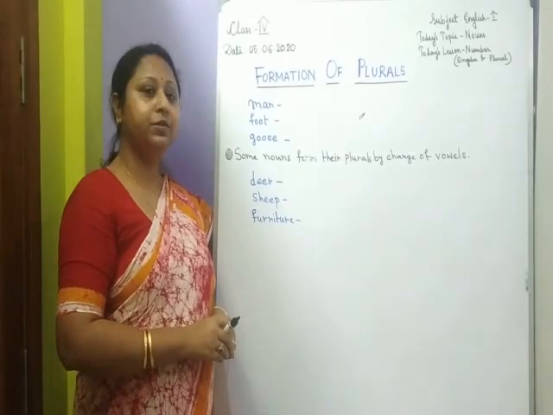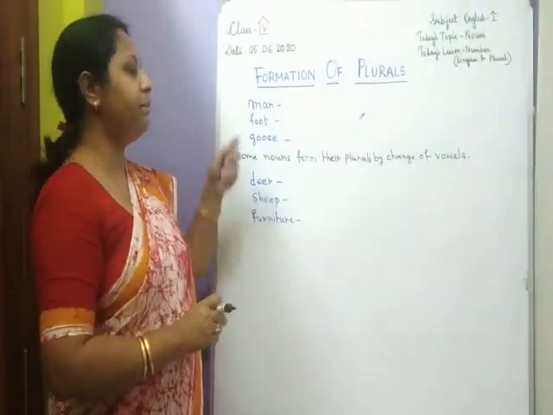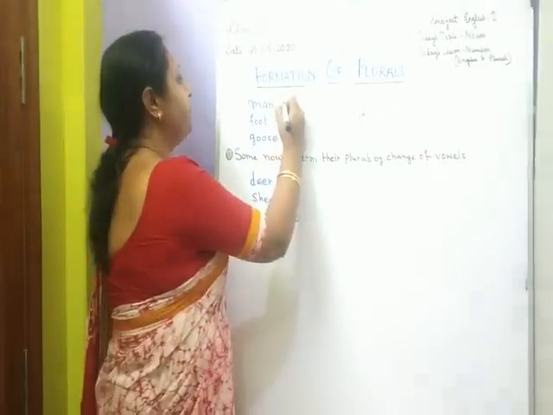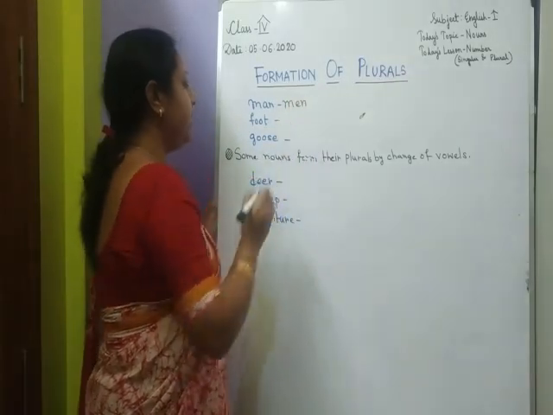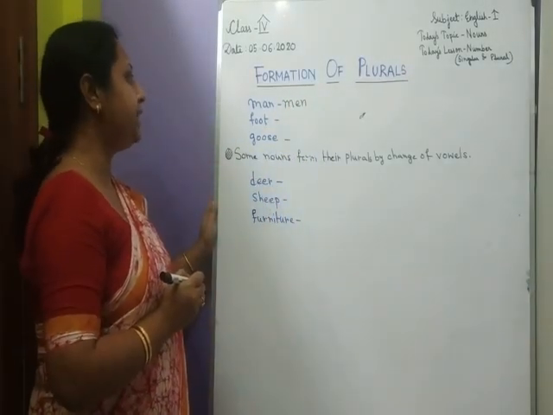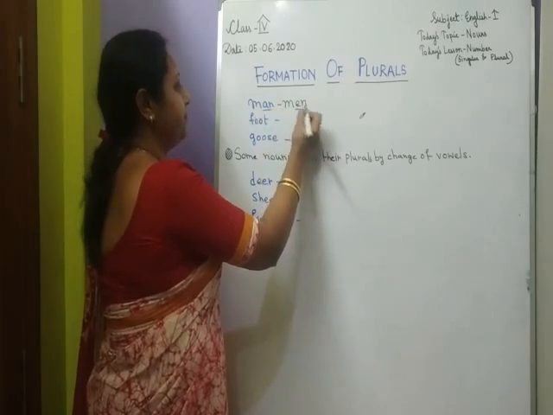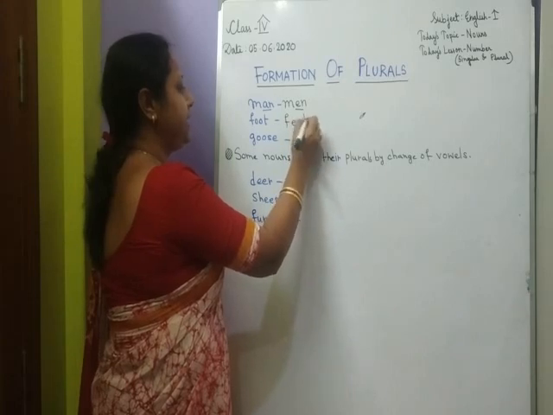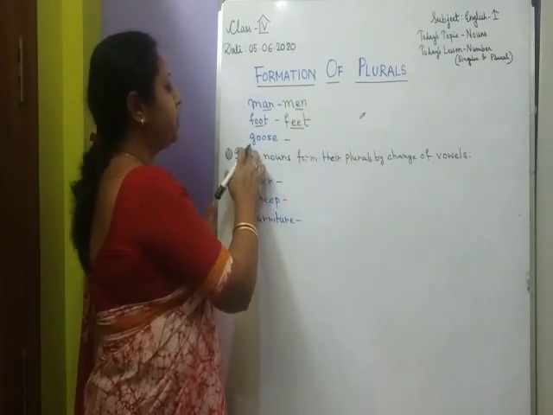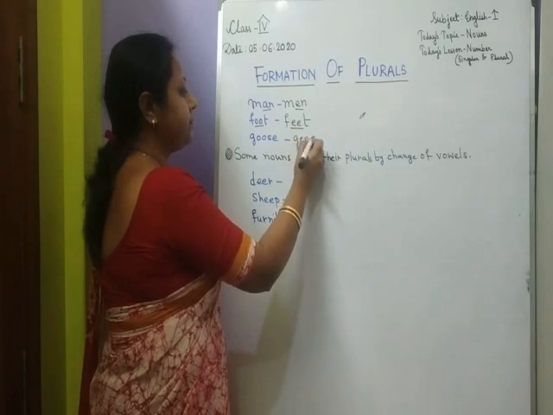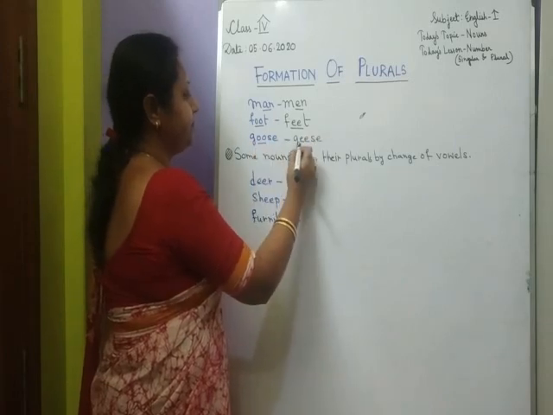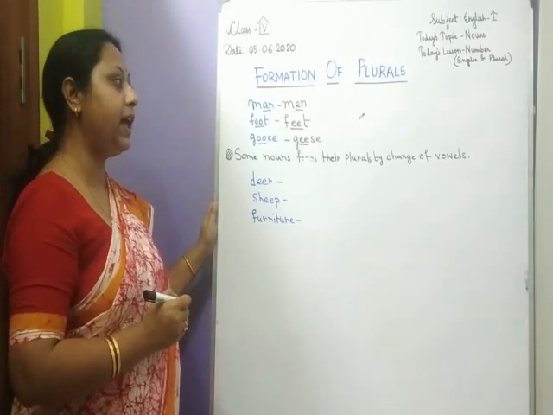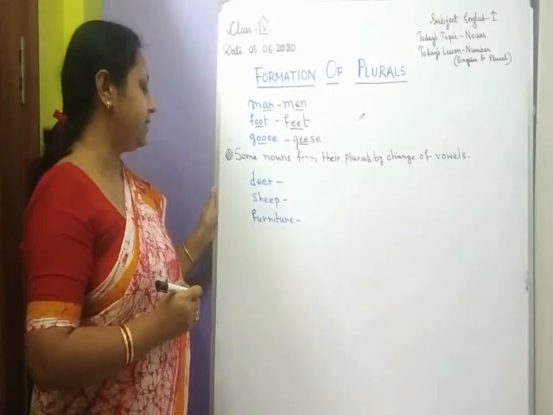Now let us come to these nouns. M-A-N, man, it is a singular noun. The plural of man will be men. Here the plural is formed by the change of vowel. F-O-O-T, foot. Foot will be feet. Goose will be geese. So we have to remember some nouns form their plurals by change of vowels.